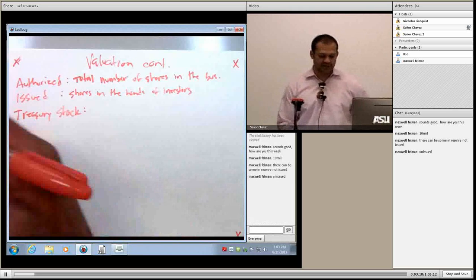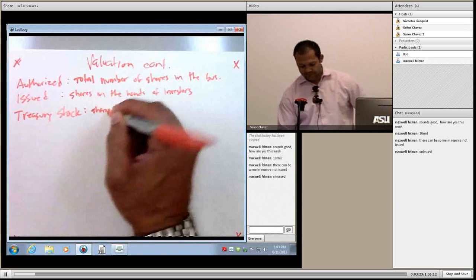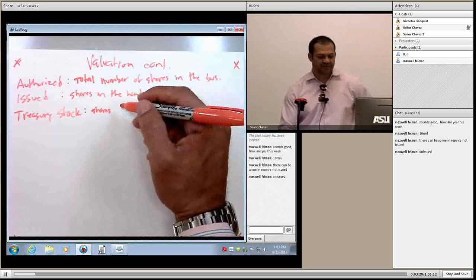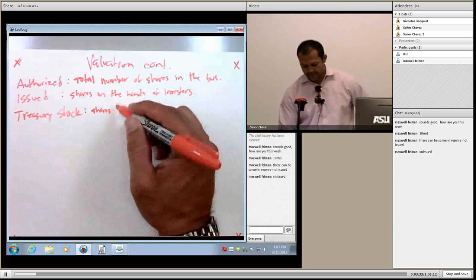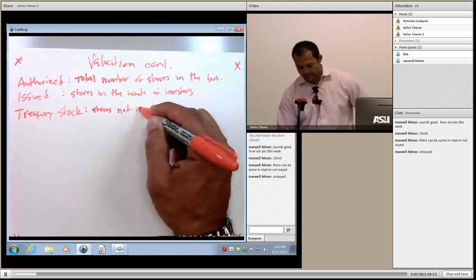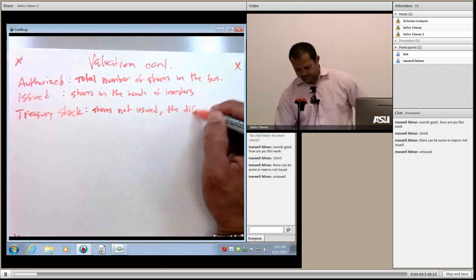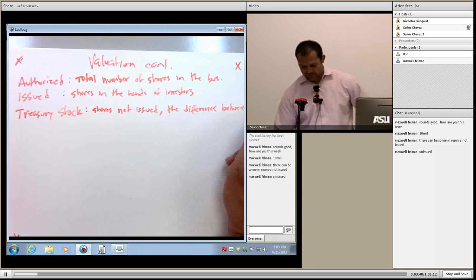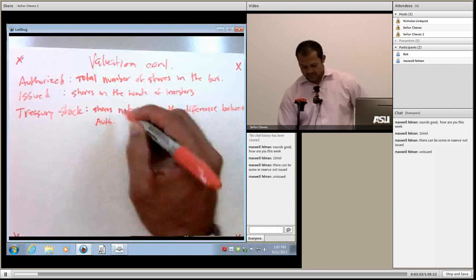Yeah, it could be unissued. Treasury stock. These are shares, the delta, the difference between what is authorized and what is issued. Shares not issued.